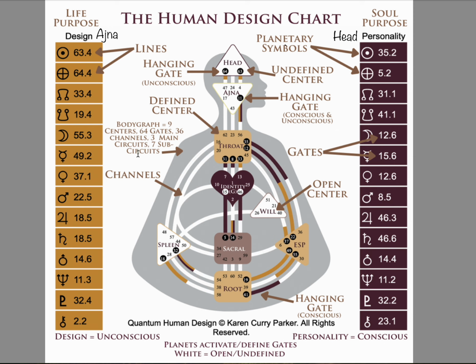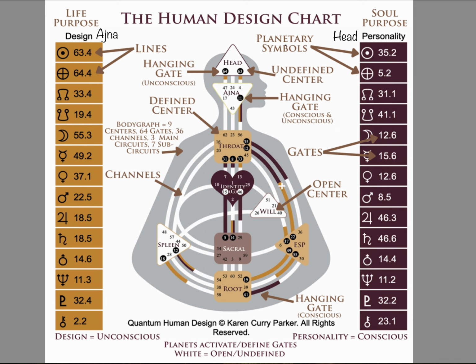Let's see here. So 64 gates. We have 36 circuits and 7 sub-circuits. Like I said, anything between 2 gates is a channel. And then the coloration on any of the human design charts that you pull is defined by what side it comes from.